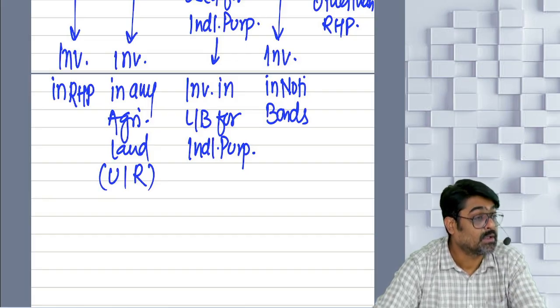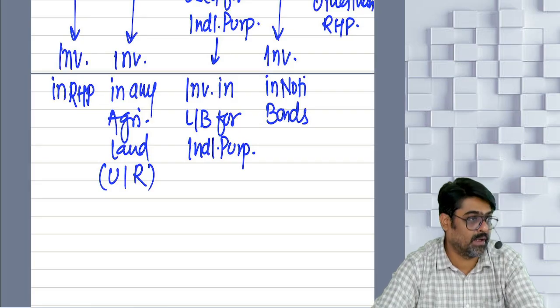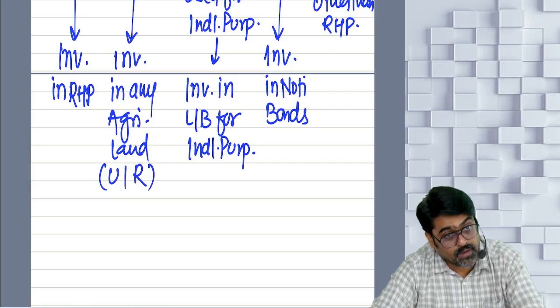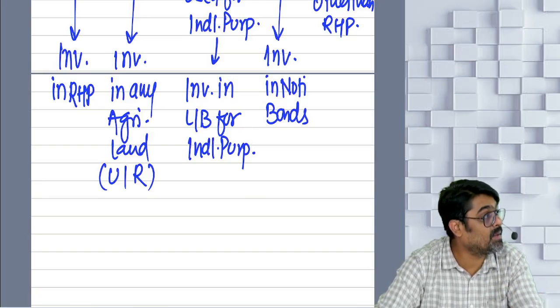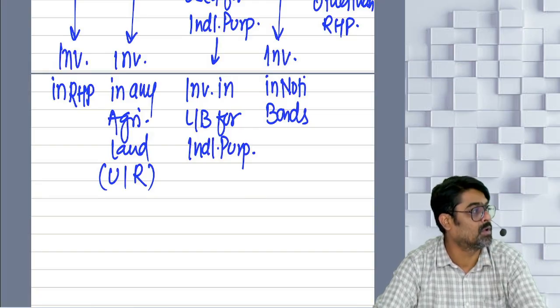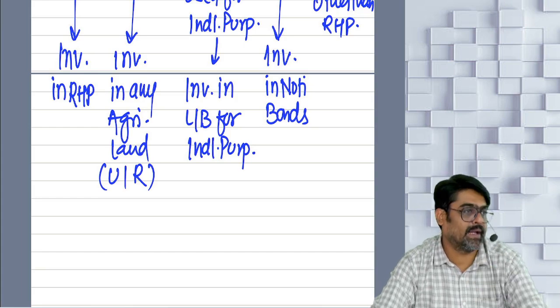Yes or no? These 6 bonds are notified. So your long-term gain of immovable property, any immovable property, if you invest that long-term gain in these bonds also, then also your long-term gain will be exempted.